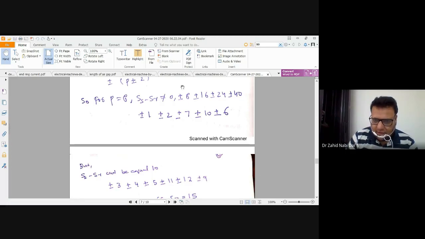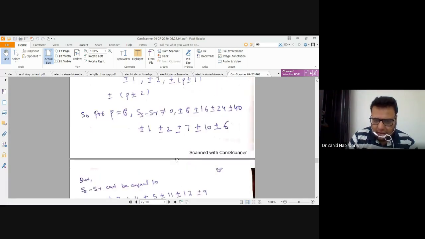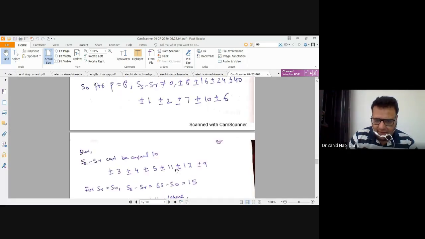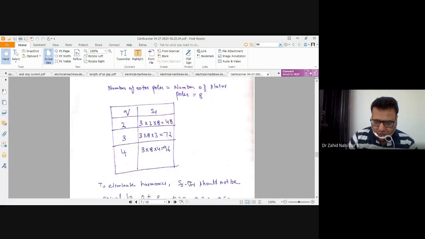17 can be taken, but if the difference is coming 16, you cannot take. 24 you cannot take, 23 you can take, 22 you can take. Apart from these values, whatever is the minimum difference you can take. Once I take 50, 65 minus 50 is 15. If I take the value 60 here, this difference would be 5 only. But we have to consider these values also.